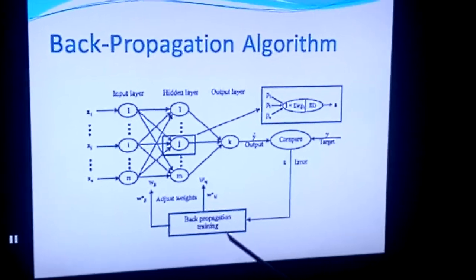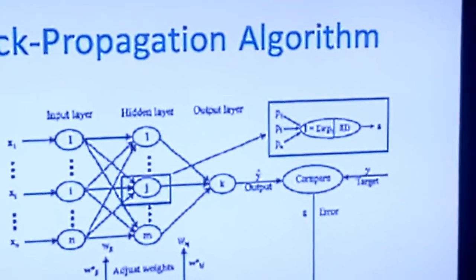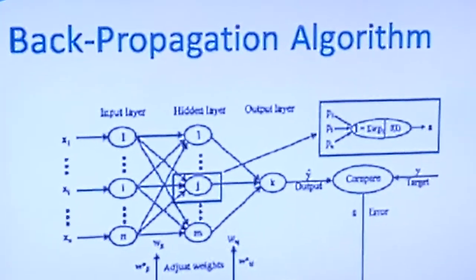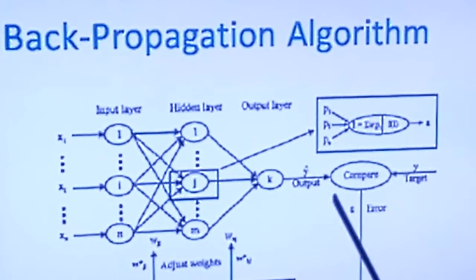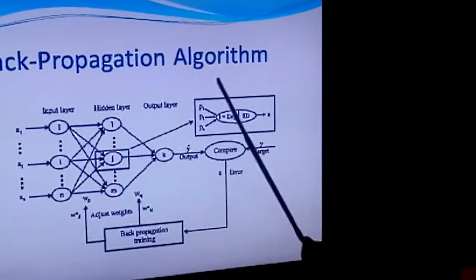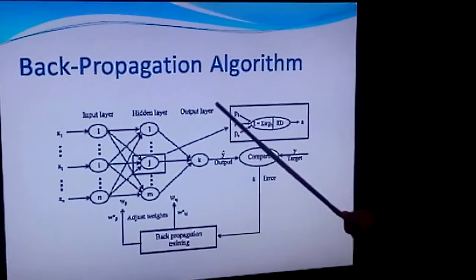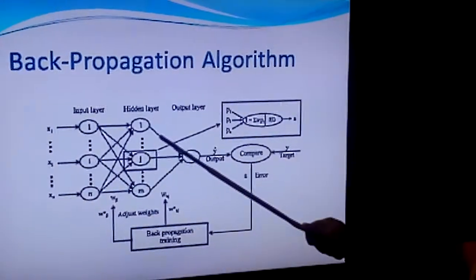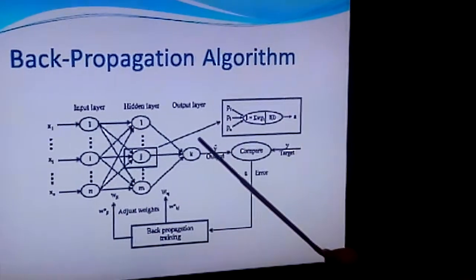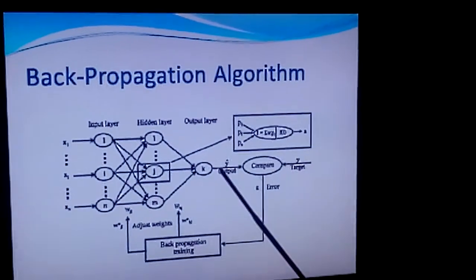Now I explain the backpropagation algorithm. The backpropagation algorithm is a layered architecture. So here are the different layers. In a backpropagation algorithm, we need at least 3 layers: one input layer, one hidden layer, and one output layer. The input layer is the outermost layer, the output layer is the innermost layer, and the hidden layer is between the input and output layer. There may be multiple hidden layers, but there must be one input layer and one output layer.